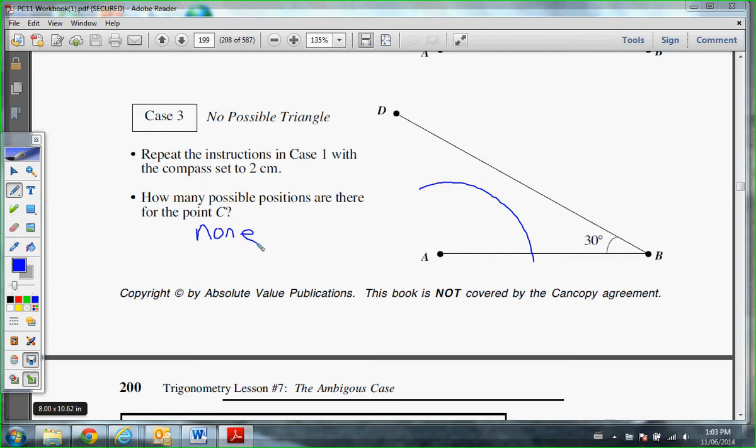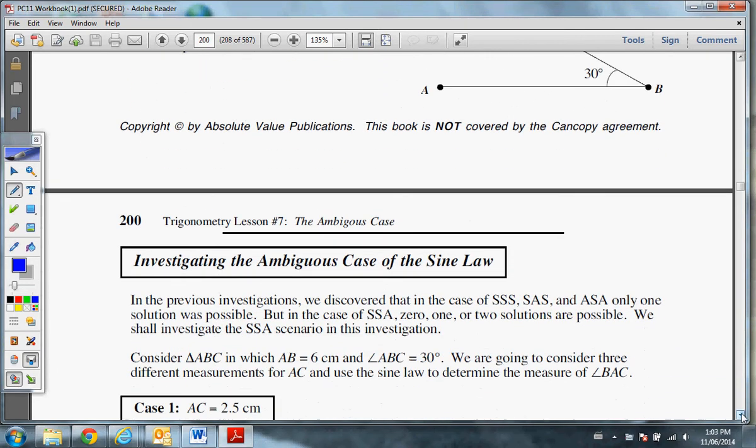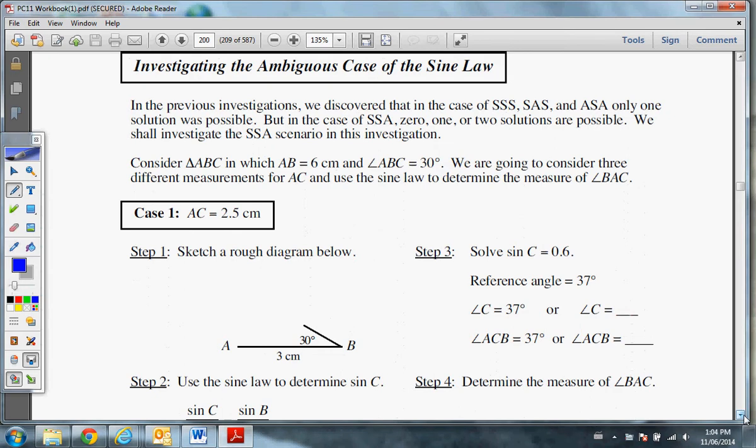Okay. All right, so now we're going to go through a case-by-case setup. The whole beginning of this lesson is a lot of definition and figuring things out, so just be patient. In the previous investigation, we discovered that in the case of side-side-side, side-angle-side, and angle-side-angle, only one solution was possible. So when you have side-side-side, side-angle-side, or angle-side-angle, there's only one possible answer.